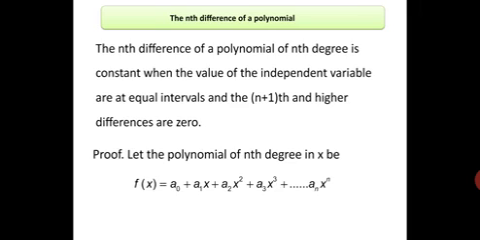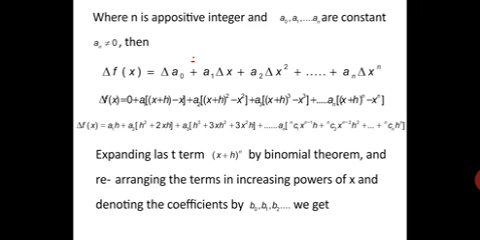So we will consider here a polynomial. f of x is a polynomial of degree n in x, right? Now we will apply the forward difference to this. This is delta of f of x, the forward difference, where n is a positive integer, and all a0, a1, a2, a3 are constants. So how can we apply it?